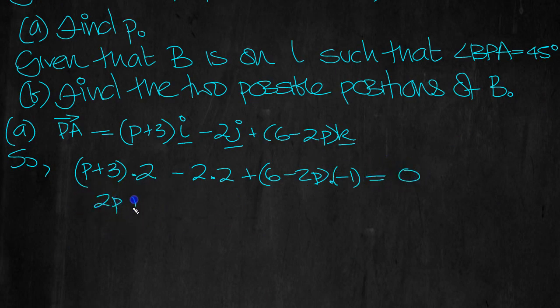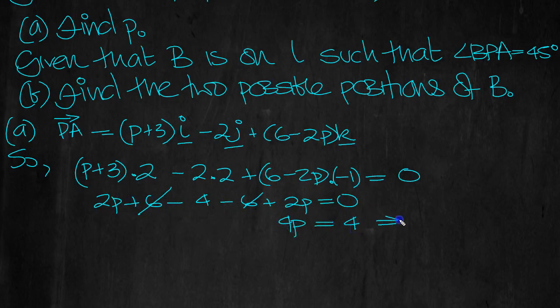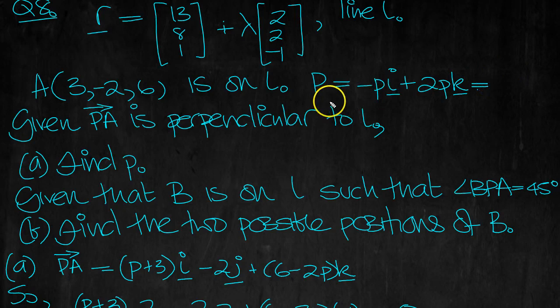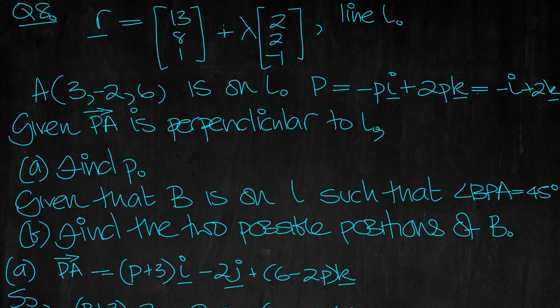So 2P plus 6 minus 4 minus 6 plus 2P equals 0. So the 6's cancel. Move the 4 over and there's 4P here. So 4P is equal to 4. That tells us that P equals 1. Okay, so P equals 1, so that tells us what this vector is here. Minus I, let's put it in, and then plus 2K is the coordinates, the vector for the position P. Right, so that's part A.